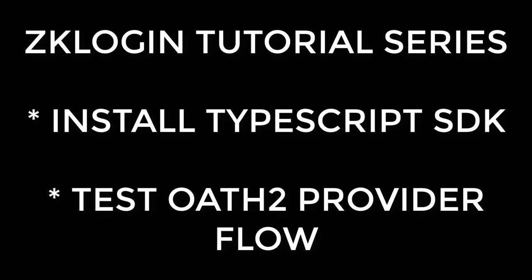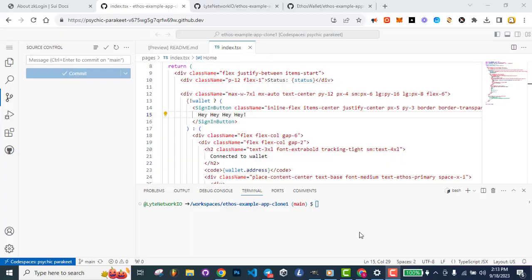This is lesson 3 where we will install the zkLogin TypeScript SDK. We will look at the other SWE or Mysten Labs packages that are already installed, and then we're going to test the OAuth2 flow for authenticating our app just to make sure it works before we start putting in the crypto stuff. All right, let's dive into our implementation of zkLogin on our app.